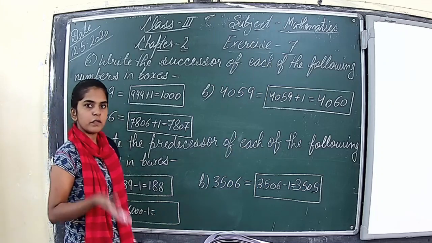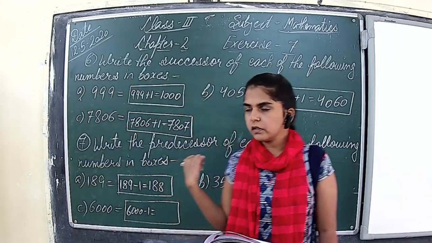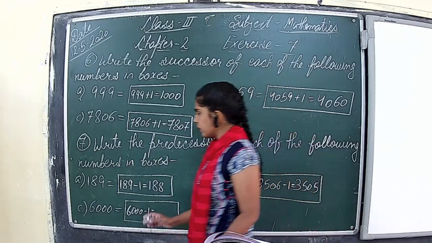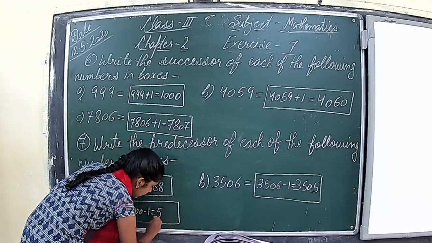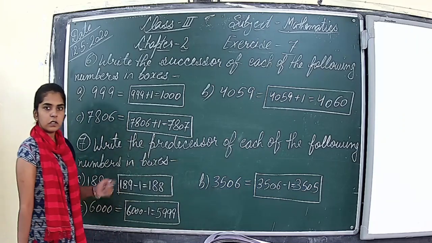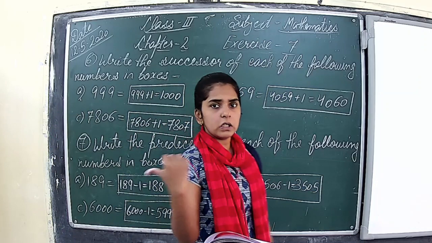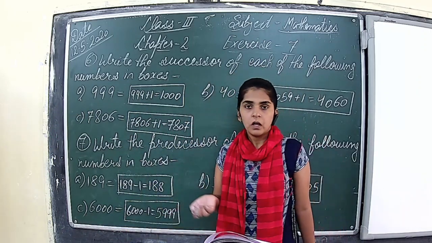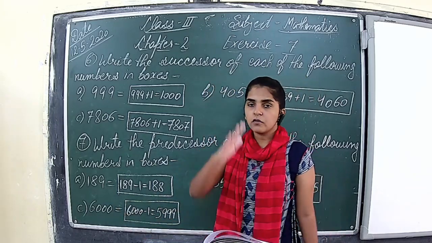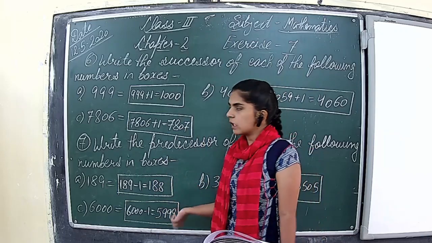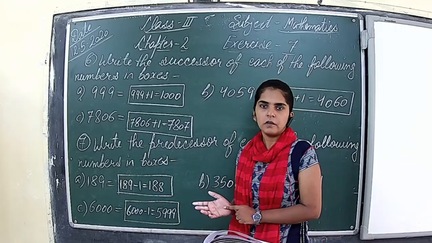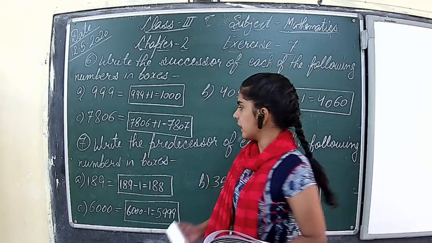Next, 6000. So its predecessor will be 6000 minus 1. In the series of 6000, this is the first number, right? So when we subtract 1 from 6000, what will we get? We will get 5999. Remember this. Suppose there is a number like 7000, so what should be the predecessor of that number? It must be 6999. If the number given is 8000, its predecessor should be 7999.